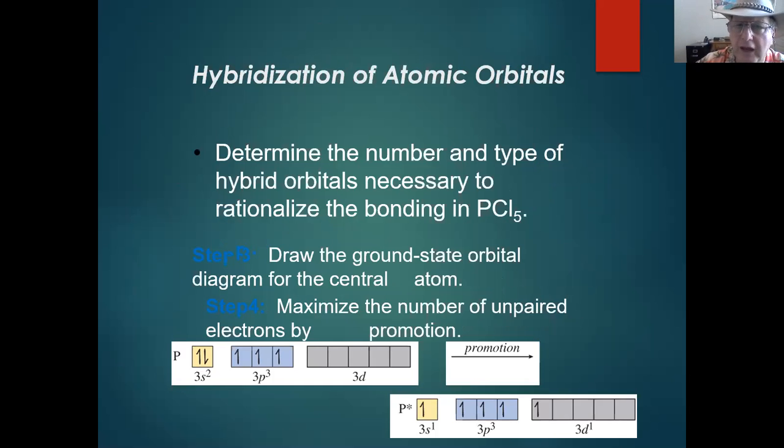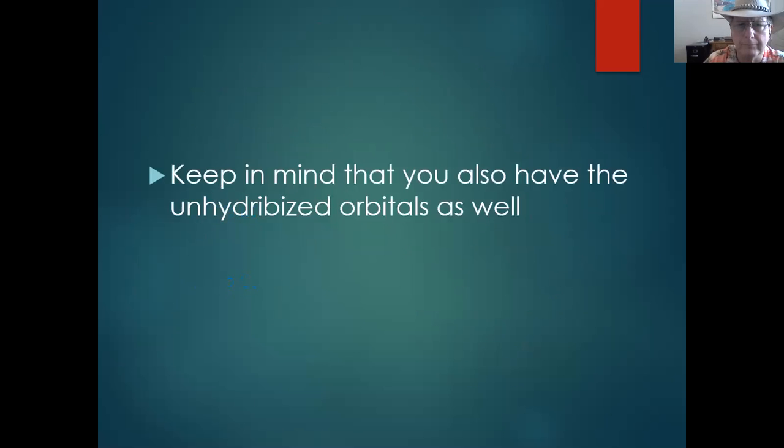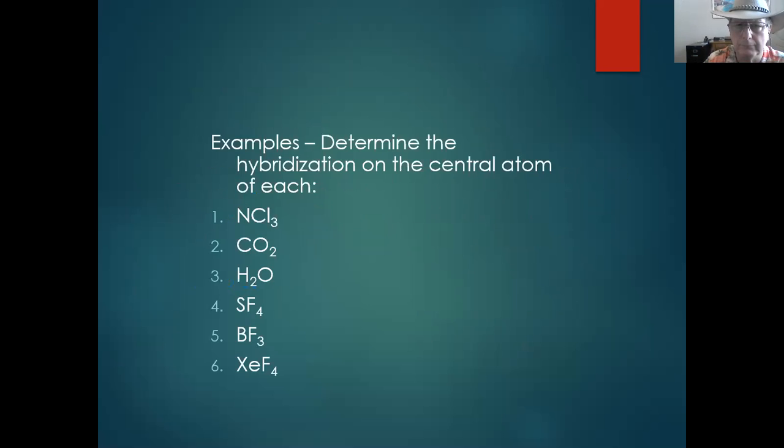If I have PCl5, five things around the center atom, I have to promote one of the S electrons to the D. So I have five orbitals. This is going to involve five SP3D hybrid orbitals. Bear in mind, we have unhybridized orbitals as well. All right. NCl3.